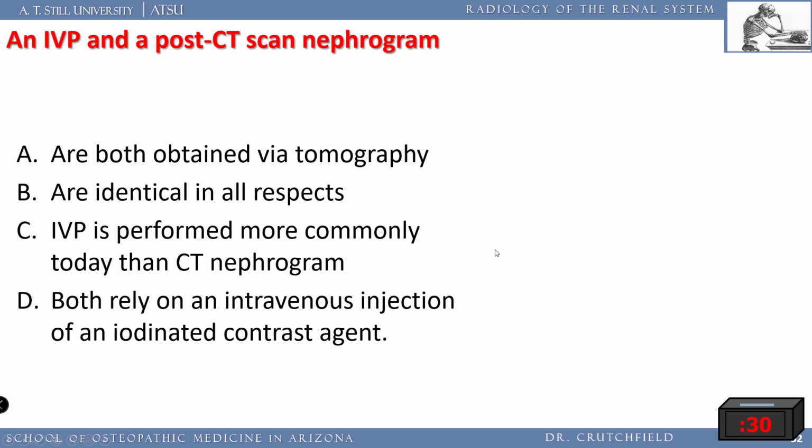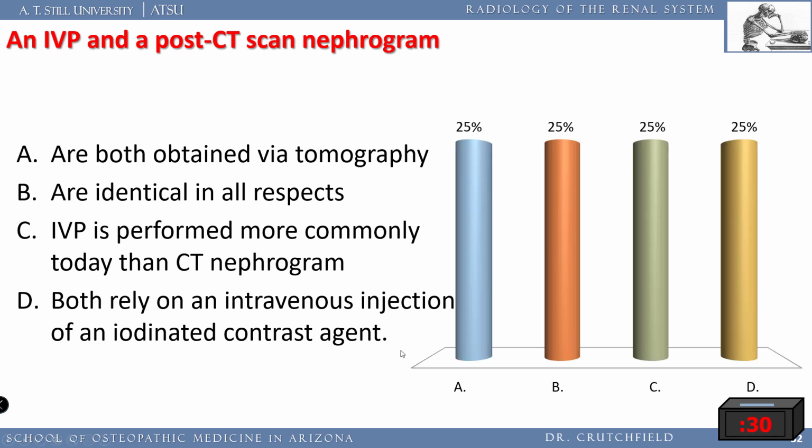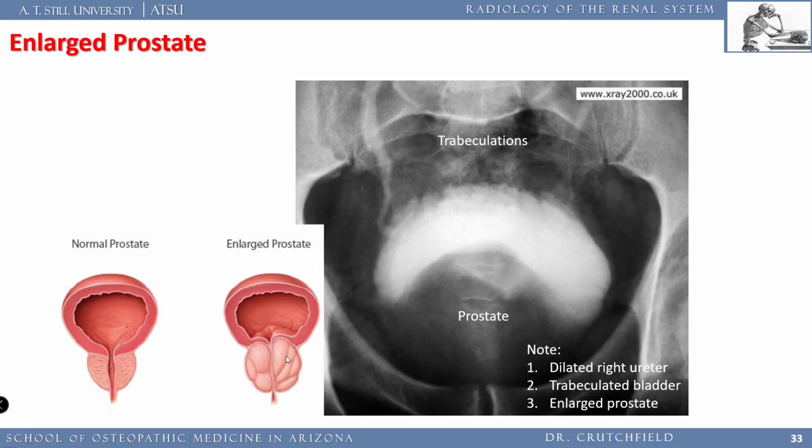Okay. So an IVP and a post-CAT scan nephrogram are both obtained via tomography. Well, the post-CT nephrogram isn't really taken via tomography. The CAT scan done right before it was done with the tomogram, but not just the plain X-ray afterwards of somebody's belly after they had a CT scan. Are identical in all respects. Not really. IVP is performed more commonly today than a CT nephrogram. Both rely on an intravenous injection of an iodated contrast agent. And I think that's the right answer. Okay? Hope this makes sense. Don't want to beat it like a dead horse.